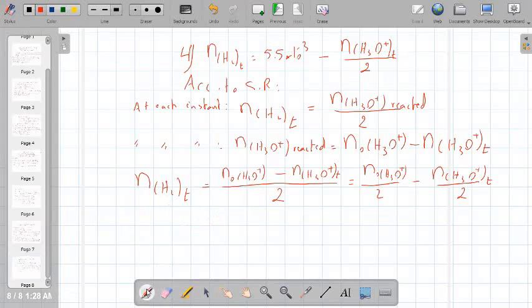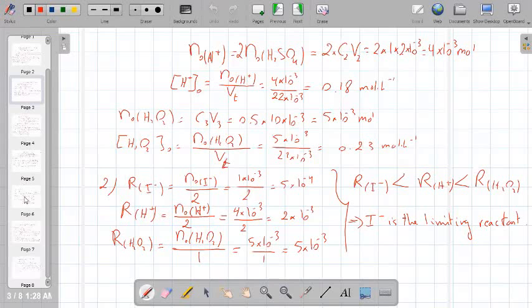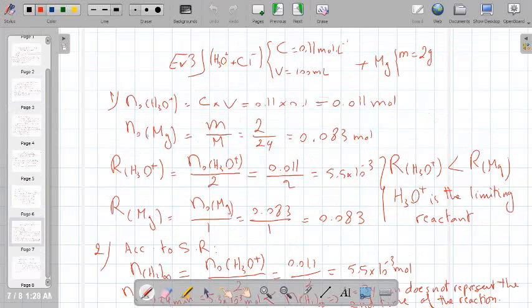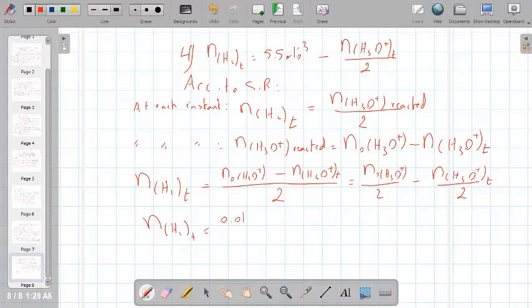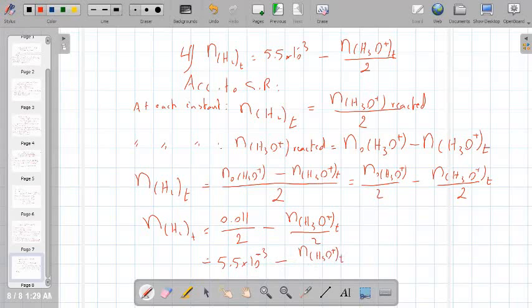Now we replace the initial number of moles by its value. Then the number of moles of H2 at instant T equals N0 of H3O plus, which we calculated in part 1 equals 0.011, over 2 minus NH3O plus at instant t over 2, equals 0.0055 or 5.5 10 power minus 3 minus NH3O plus at instant t over 2. This is the relation, the needed relation.